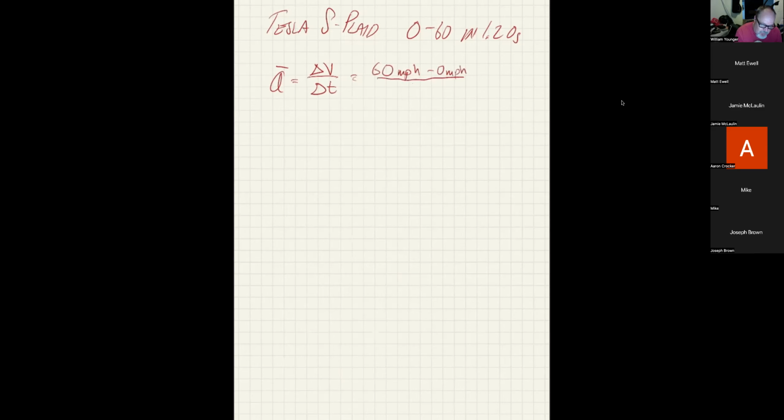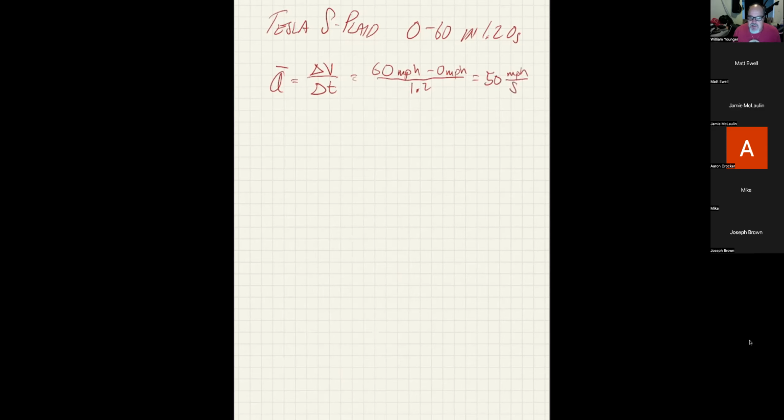And that divided by 1.2, you can say that 1.2 is 2 times 6 divided by 10. And then that would get you a nice, neat number, but I'm not going to mess with those tricky little arithmetic tricks, because time's getting late and I don't want to screw you up. So I'm going to do 60 divided by 1.2, and that's going to give me 50 miles per hour per second.